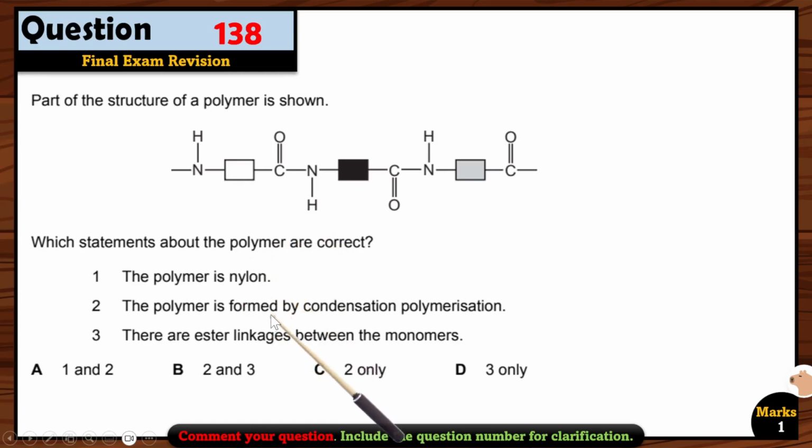Let's see the second one. The polymer is formed by condensation polymerization. Of course, proteins are formed by condensation polymerization. They release a water molecule when two monomers join. So option 2 is right. Let's see the third one. There are ester linkages between the monomers. Wrong. This linkage is actually CONH, an amide linkage. So option 3 is also wrong. So which option are we left with? Only 2, right? So option C is the correct option.